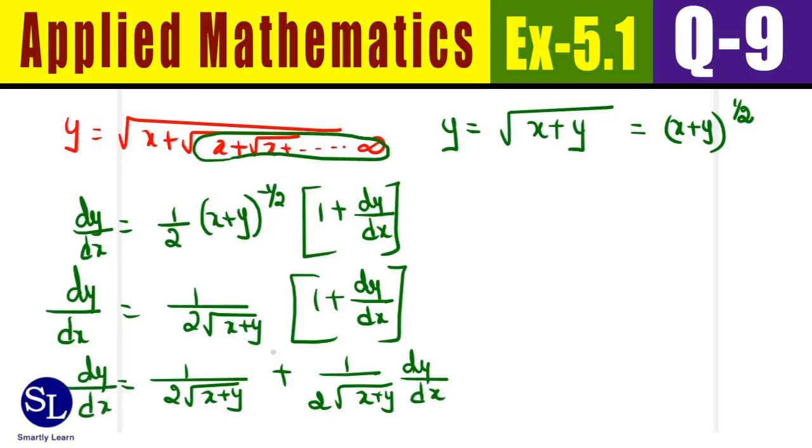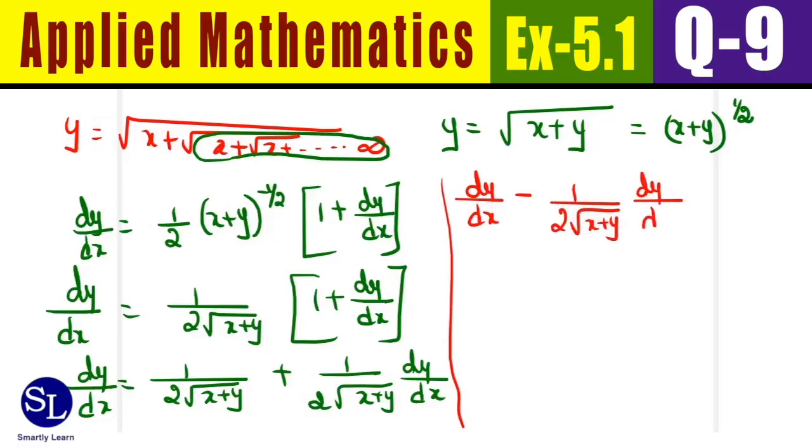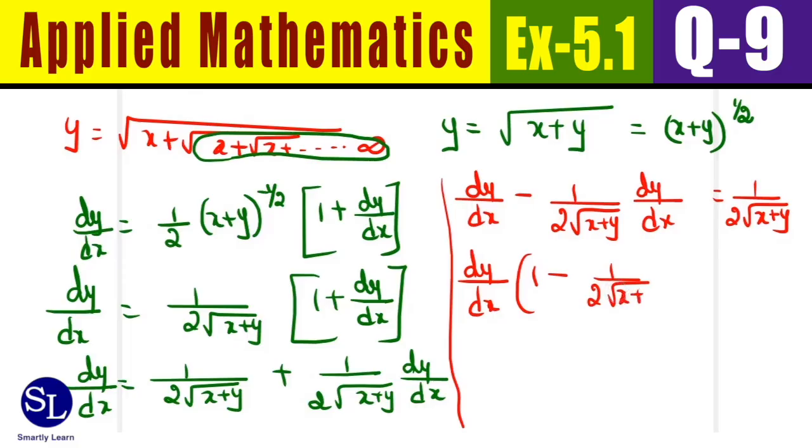So I'm going to collect all the dy by dx terms to the left side. So let's reorganize this. So dy by dx minus 1 by 2 into root of x plus y, dy by dx is equal to simply 1 by 2 into root of x plus y. So I'm taking the dy by dx outside. So dy by dx into (1 minus 1 by 2 root of x plus y) is equal to 1 by 2 into root of x plus y.